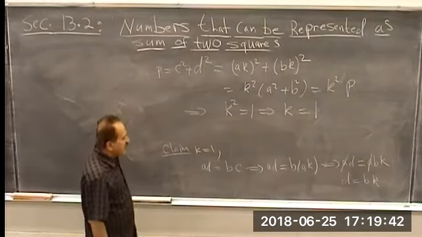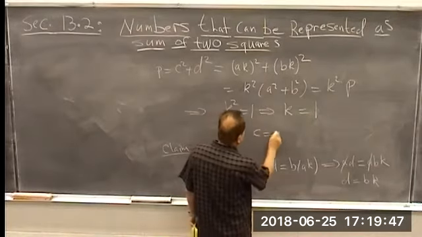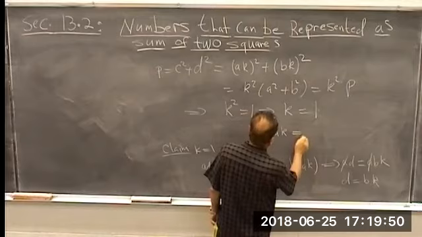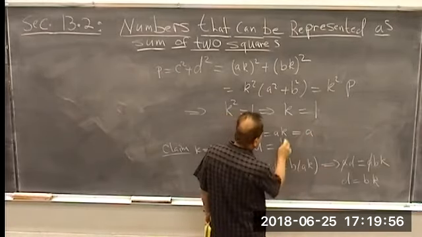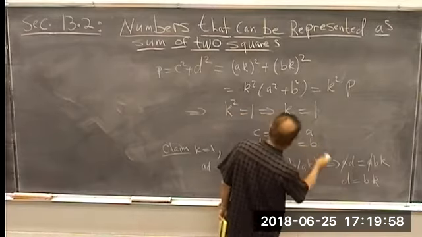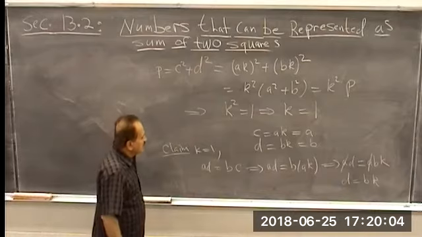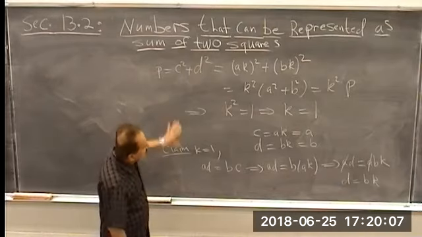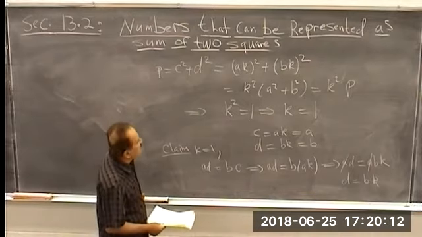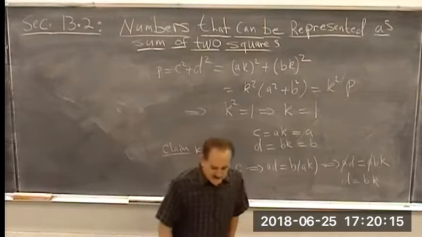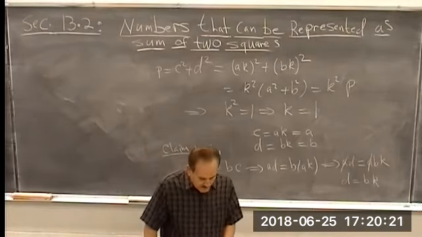All right, well, with this, then we have C is equal to AK, and this means it's equal to A, and D is equal to BK, which makes it equal to B. So C equals A, D is equal to B, and then we have that the representation of P is unique. Similarly, you can handle the second case when C is equal to B. All right. The second case is similar.